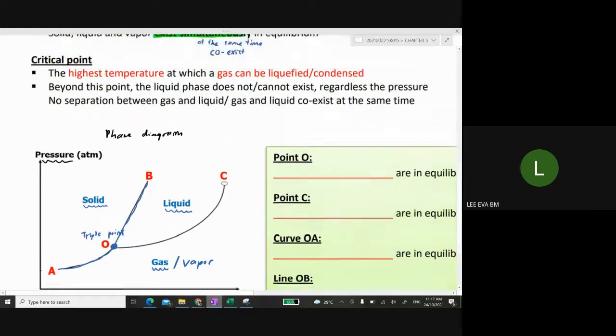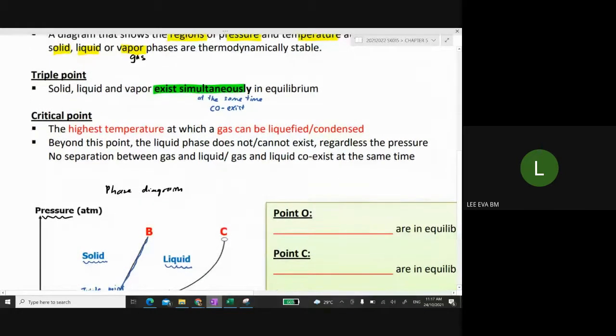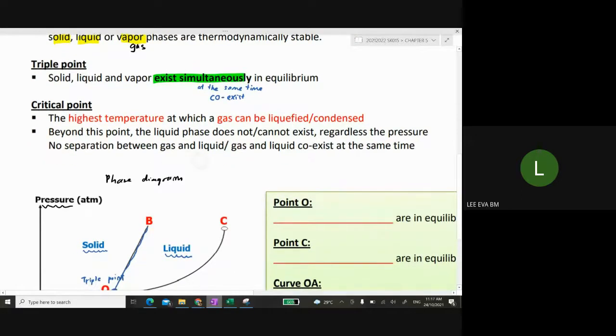Okay, so go to the next one, our critical point. Critical point is slightly difficult. So let's look at the explanation for critical point over here. Critical point refers to a point where you have the highest temperature at which a gas can be liquefied, or a gas can be condensed. So at this point, this is the highest temperature we have.